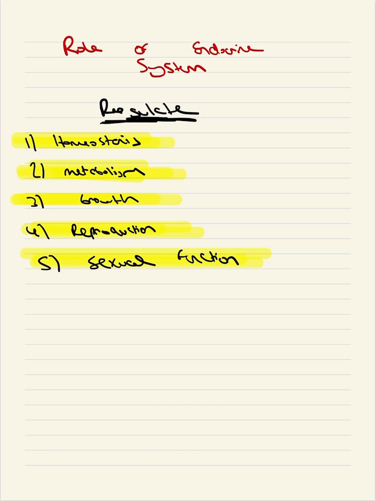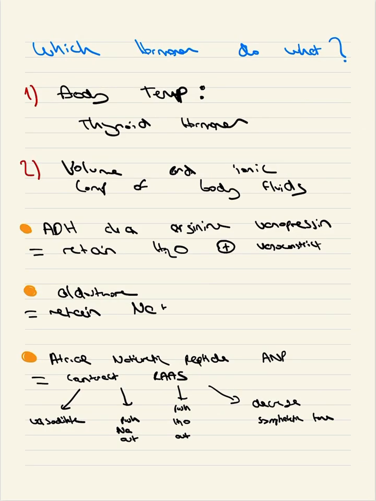Now, let's talk about the role of the endocrine system. The role of the endocrine system is multiple. It is regulatory. So it will regulate. What does it regulate? It regulates homeostasis, metabolism, growth, reproduction, and sexual function. Okay? Very, very easy. Now, which hormones do what? So this is important. So a little recap in hormones.